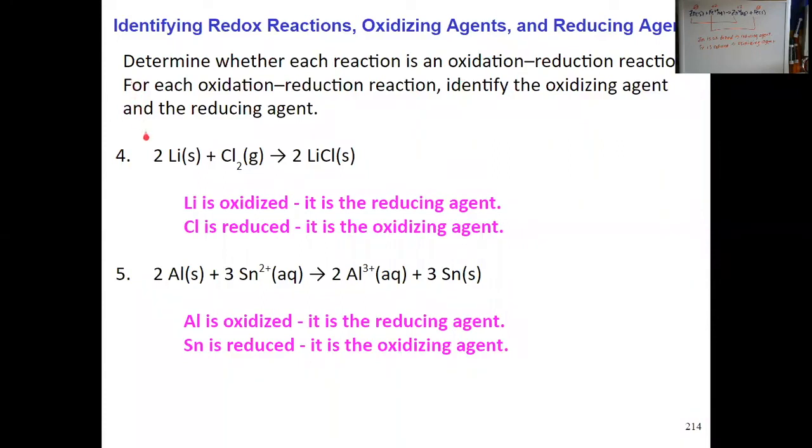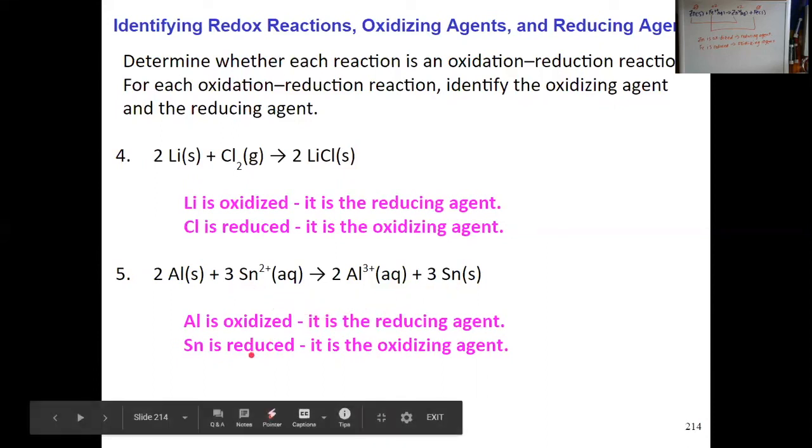We see here for number 4 that lithium is oxidized. It goes from an oxidation state of 0 to +1. That's oxidation, so it's the reducing agent. Chlorine goes from 0 to -1. That's reduction, so chlorine is the oxidizing agent. Example number 5, aluminum goes from 0 to +3. So aluminum is oxidized, it's the reducing agent. Tin goes from +2 to 0, so its oxidation state is decreasing, so it's reduced. It's the oxidizing agent.